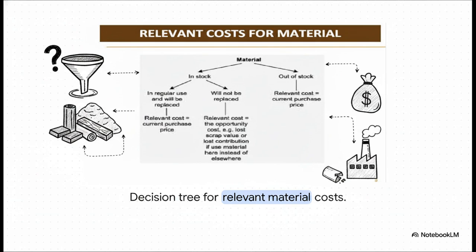Let's apply this filter to raw materials. Just follow the logic of this decision tree with me. If you need material for a job, your very first question should be, is it in stock? If it's out of stock, easy. Your relevant cost is just whatever the current purchase price is. But what if it is in stock? Well, if you use it regularly, you're going to have to replace it anyway, right? So the relevant cost is still the current purchase price. But if it's not going to be replaced, maybe it's some obsolete material gathering dust, the relevant cost isn't what you originally paid for it. No way, that's a sunk cost. The relevant cost is its opportunity cost. Basically, the scrap value you lose by using it in this project instead of just selling it off.